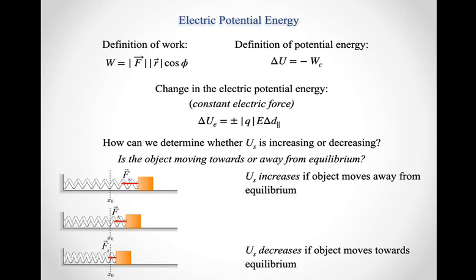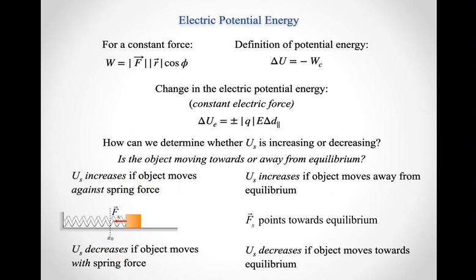Well, just like we did with the gravitational potential energy, let's think about what this really means in terms of the elastic force. And so we know that that spring force always points towards equilibrium. So we can reframe thinking about moving away from equilibrium as saying that you're moving in the opposite direction as the way the spring force is trying to pull you, and so the elastic potential energy is increasing as you move against the spring force.